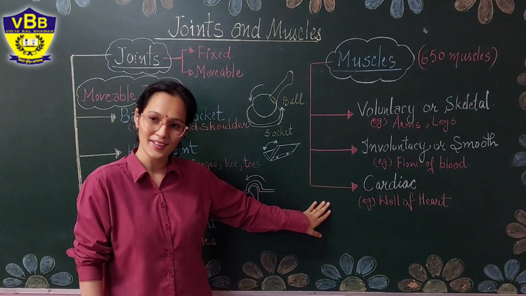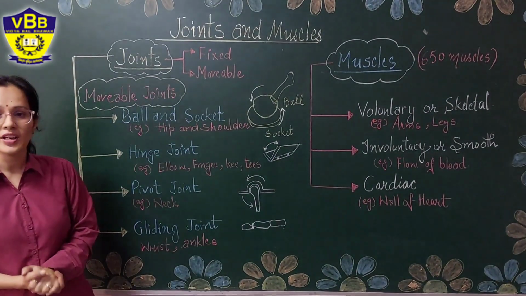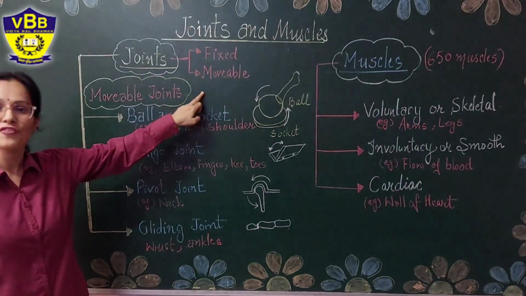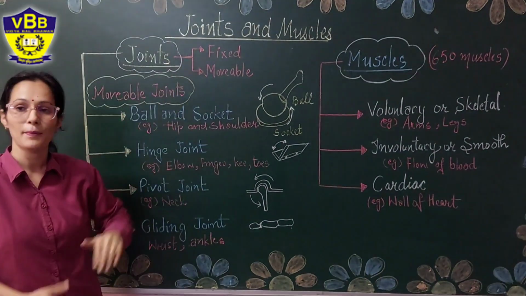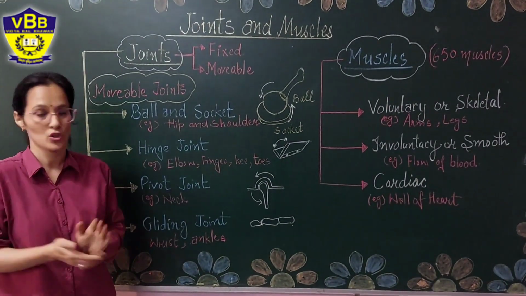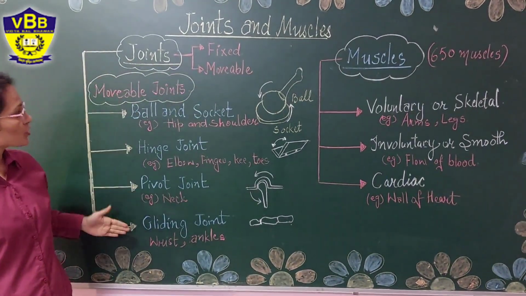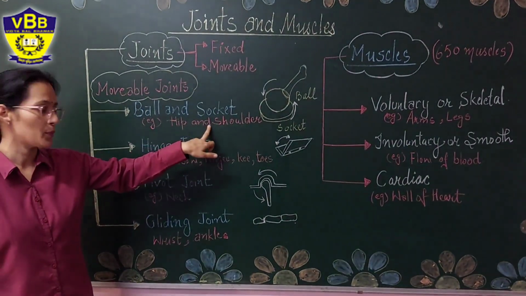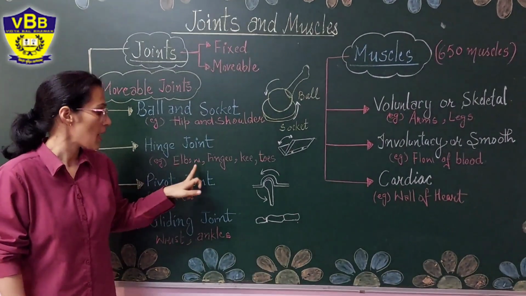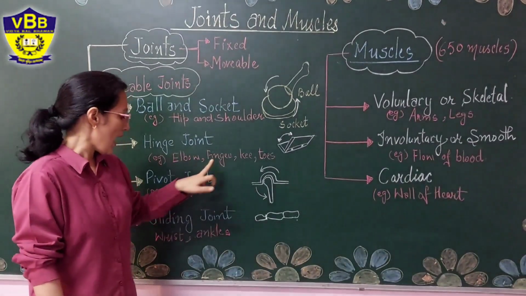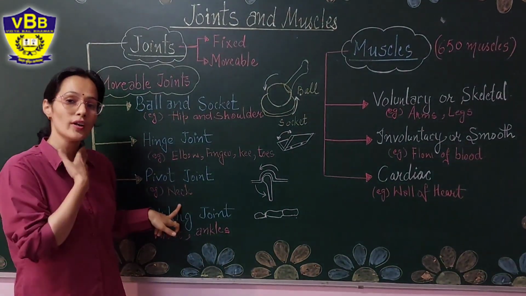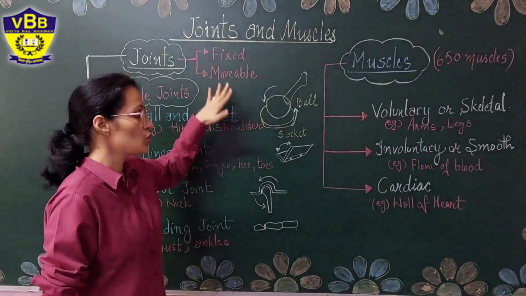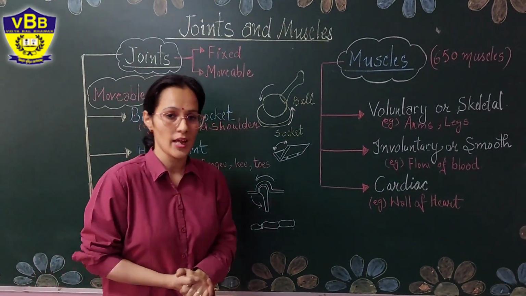I hope this is clear. So what have we studied today? We have studied different types of joints, movable joints and fixed joints. A fixed joint example is the skull, except its lower jaw. And the movable joints are of four types: ball and socket joint, example hip and shoulder bone; hinge joint, example elbow and fingers; pivot joint, example your neck; and gliding joint, your ankles, toes, fingers. So these are the different types of joints.